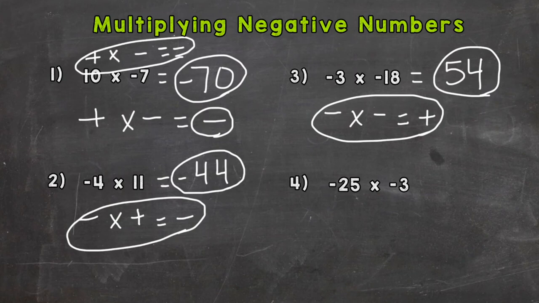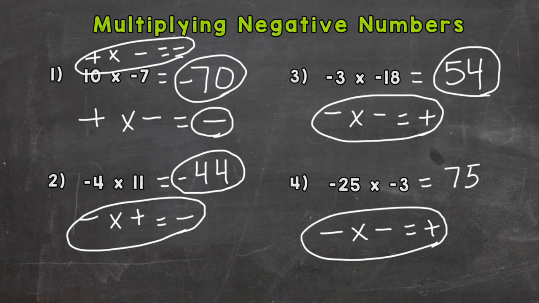Now, number 4, we have a negative 25 times a negative 3. So negative times negative again. 25 times 3 gives us 75, and if we remember from number 3, a negative times a negative equals a positive. So the answer to number 4 is 75, a positive 75.